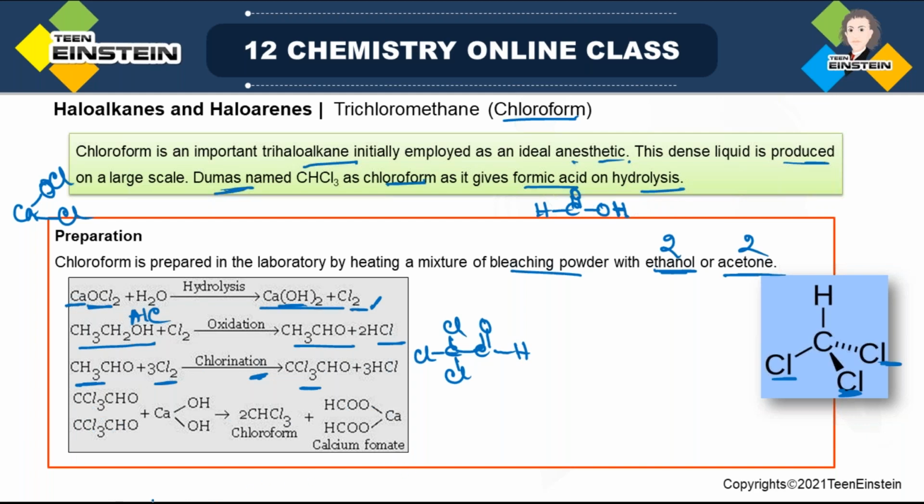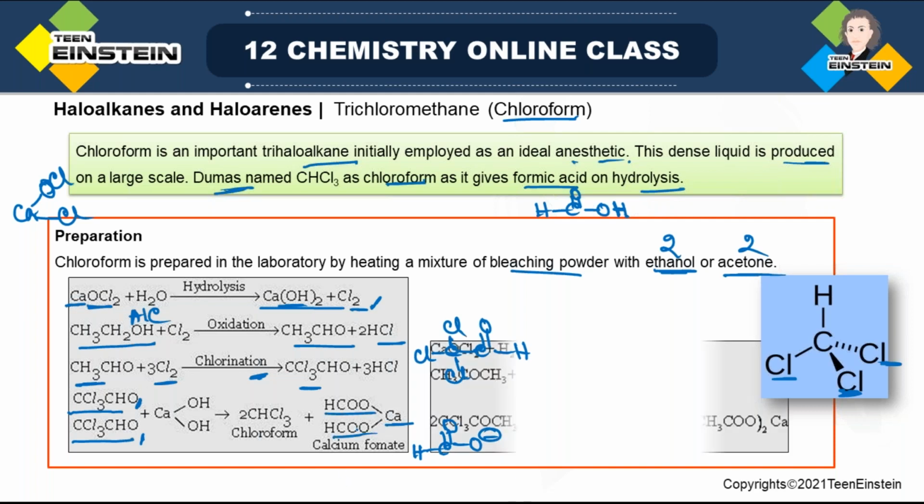will now react and it will make CHCl3. So you are getting 2 molecules of CHCl3 from here, with 2 oxygens extra, and here we are getting calcium formate. The formate ion is HCOO-. So 2 formate ions are there and calcium. So this is the first method.